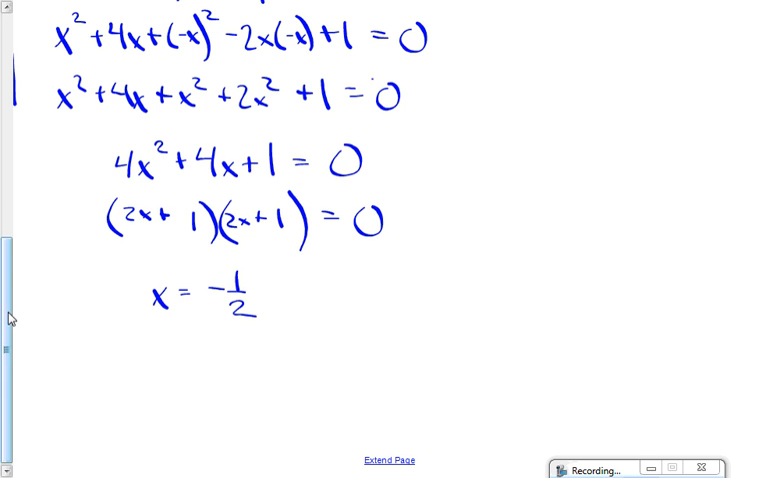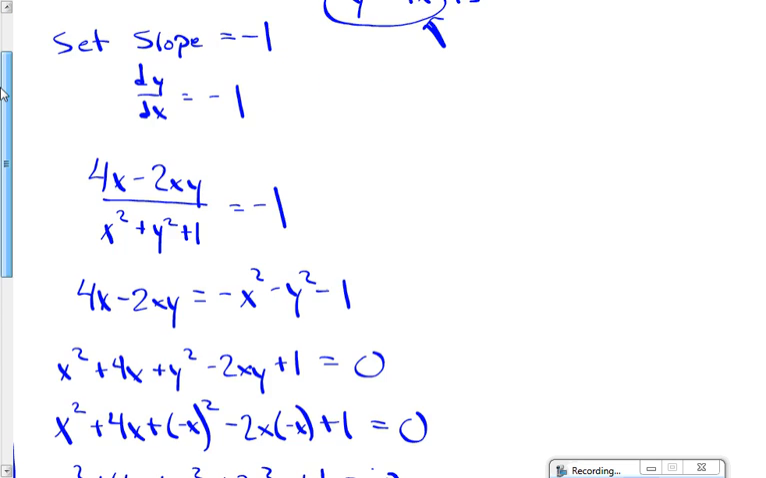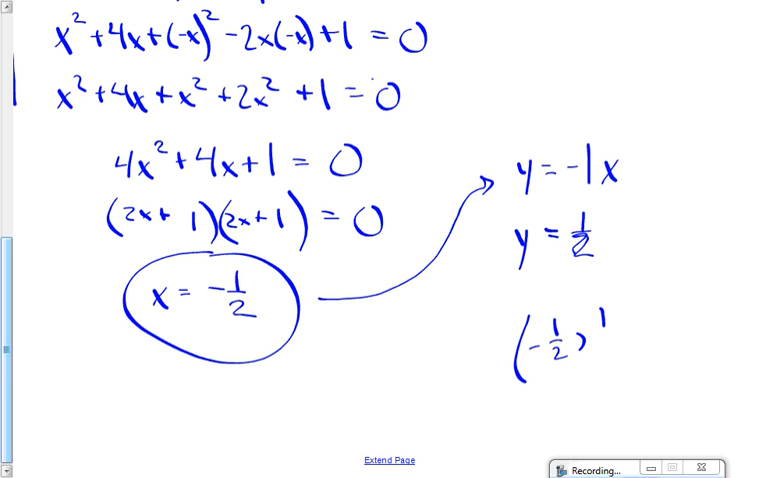We did something, but let's go back to the top. It says, find the x and y coordinates of P. What did we find? We found the x coordinate. We're halfway there. How do we find the y coordinate? You plug it in to what? The easier one or the hard one? Let's do this one. Isn't y equal to negative 1x? So y is equal to negative 1 times negative 1/2, so y is positive 1/2. So the ordered pair, negative 1/2, comma 1/2, is the coordinates of that point.